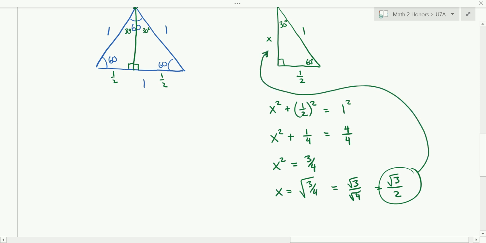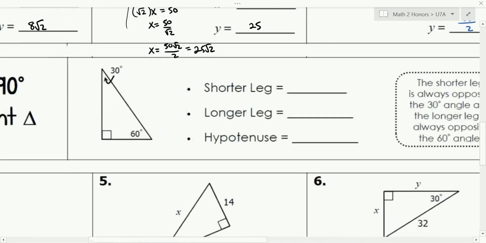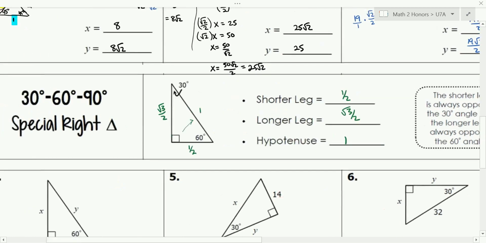And so those are the three numbers we're going to have to remember for the 30, 60, 90. The hypotenuse is 1. The smallest side across from the smallest angle is 1/2. And then the side length across from the 60 is going to be root 3 over 2. We're going to put that in here. So hypotenuse 1, that's across from the 90-degree angle. Across from the 30 is 1/2. Across from the 60 is root 3 over 2. So hypotenuse 1, the shorter leg 1/2, longer leg root 3 over 2. And this is our 30, 60, 90 right triangle.